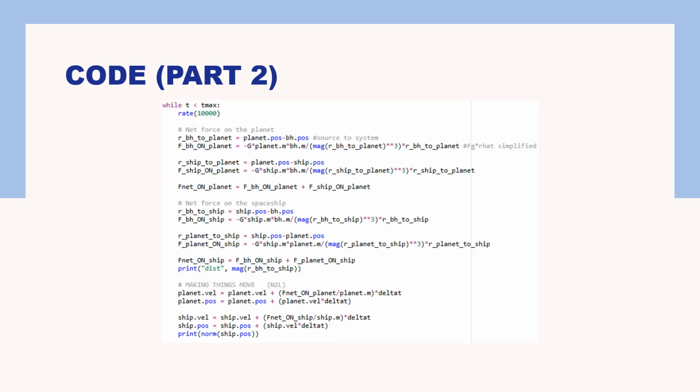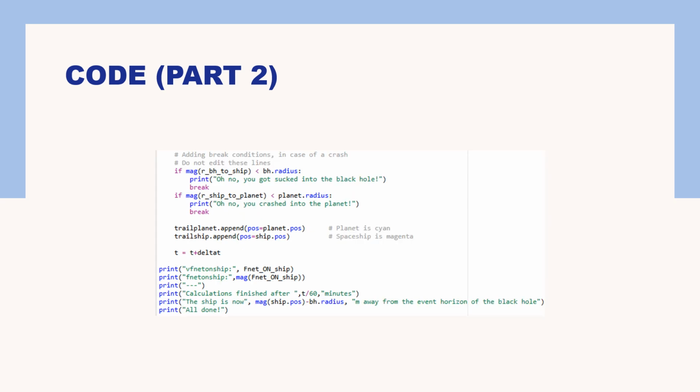calculated at each time step by summing the gravitational force from the black hole and the other object. The relative position vectors were calculated, and then the gravitational force was G m1 m2 over r cubed times r. The planet and the ship were updated using the calculated force and the velocity and position update formulas. If the ship got too close to the black hole or to the planet, a message would indicate that and the loop would break. If not, then the time would update.